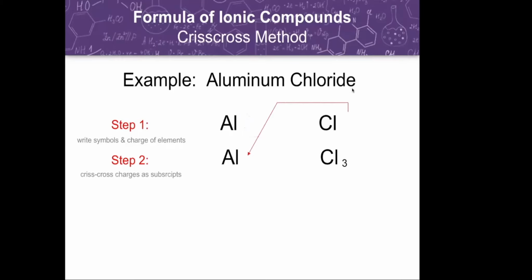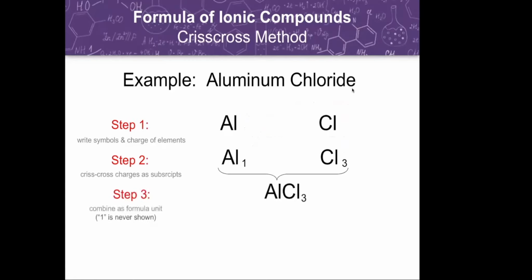subscript. When you write them as subscripts, you disregard the symbol, the positive or negative. Again, crisscross the charges of the elements and write them as subscripts, but disregard the symbol or the charge of the element. So whether positive or negative, you don't need to write them. And you don't need to write 1 as a subscript. Automatic na pag walang nakalagay na subscript, given yan na 1 yung subscript niya. And then you have the formula for aluminum chloride.